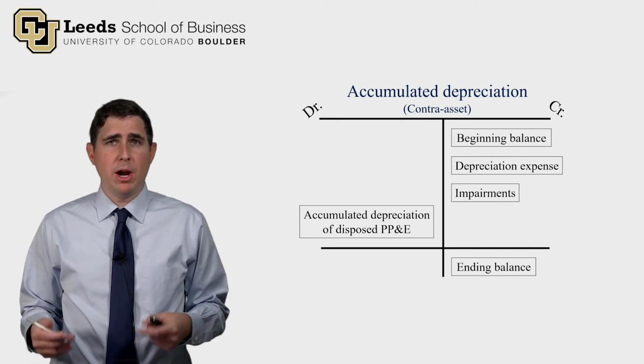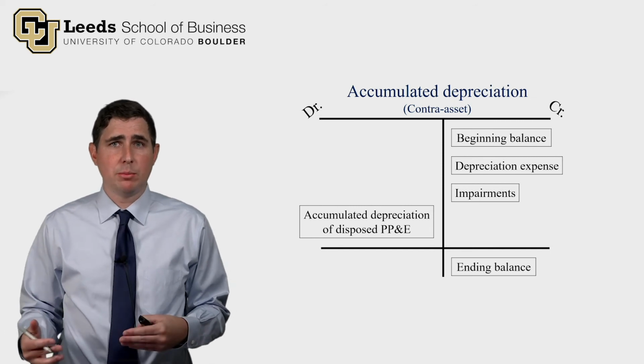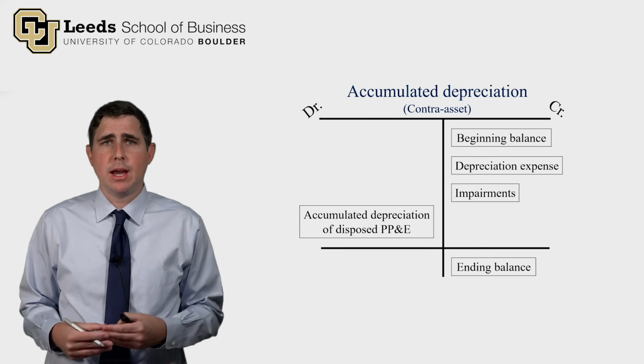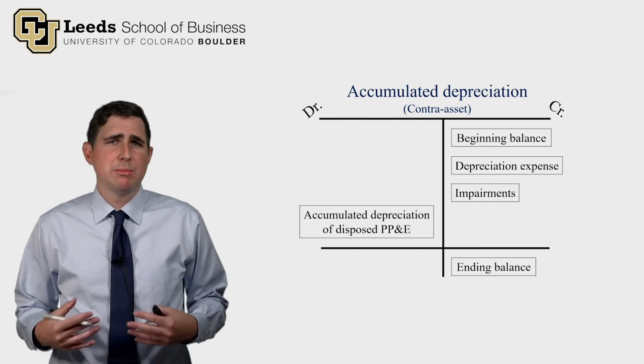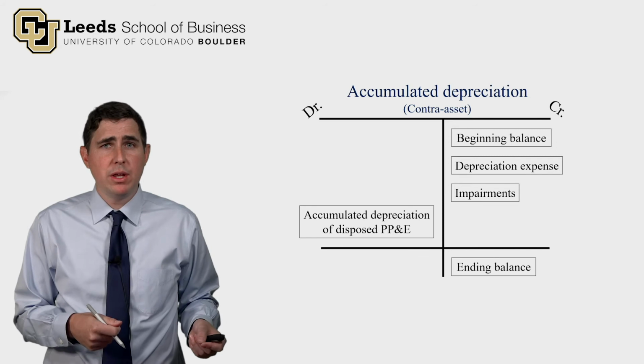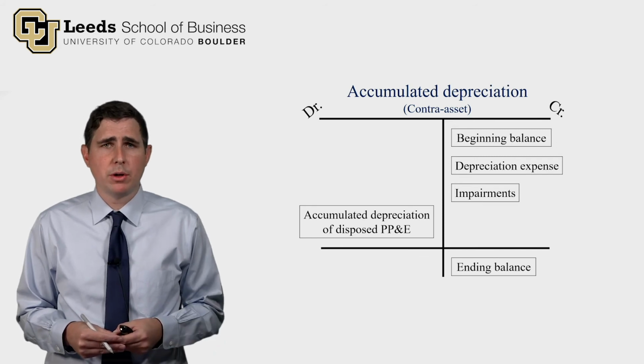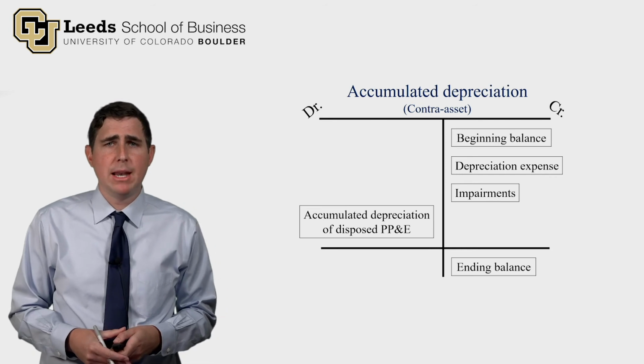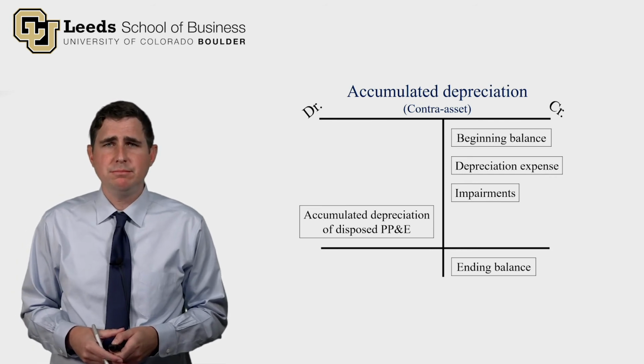When we record impairments, well, that's like accelerating depreciation. So it's like more depreciation expense. That also increases the account. And when we dispose of assets, we need to remove the accumulated depreciation from our books. And so that decreases the accumulated depreciation account. And it will end in a credit balance.